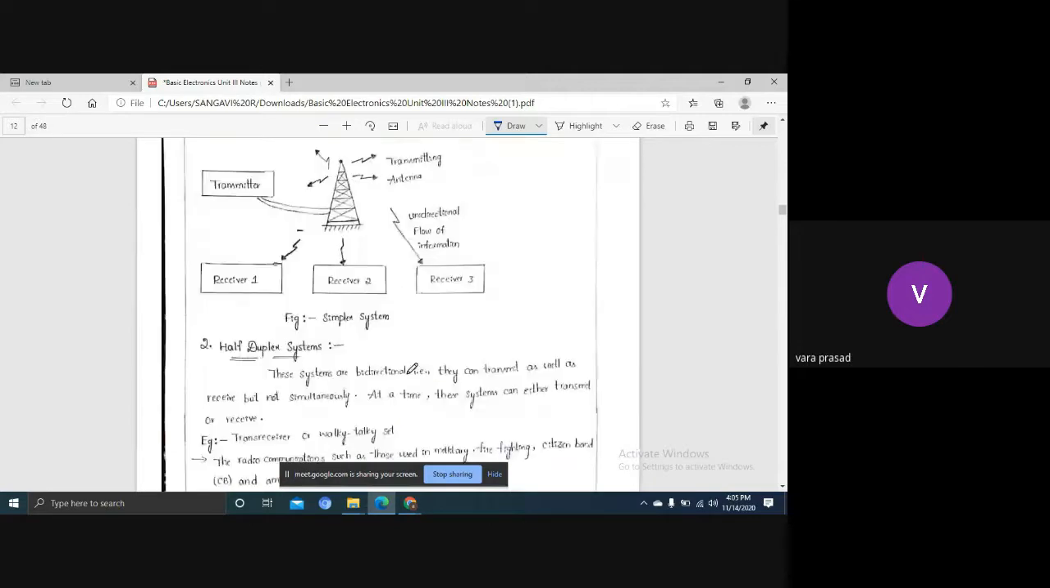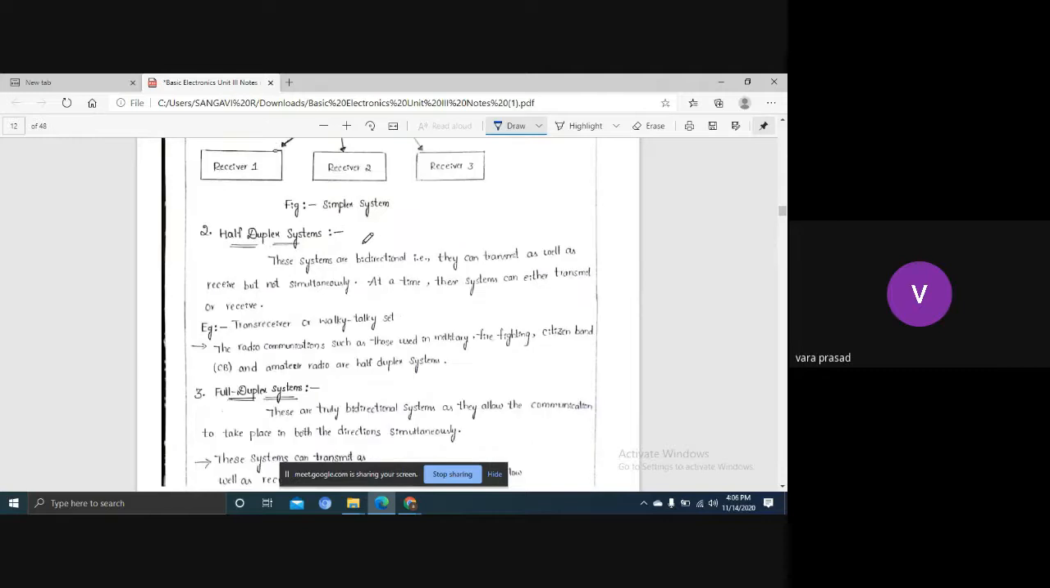Another example: the information is transmitted by the telemetry system of the satellite to the earth. For example, when you are searching Google Maps, the communication is one way only. This is about the simplex system. Going further, in this diagram there is a transmitter and only a receiver. The receiver cannot send data to the transmitter; it can only receive from the transmitter. This is the unidirectional flow.